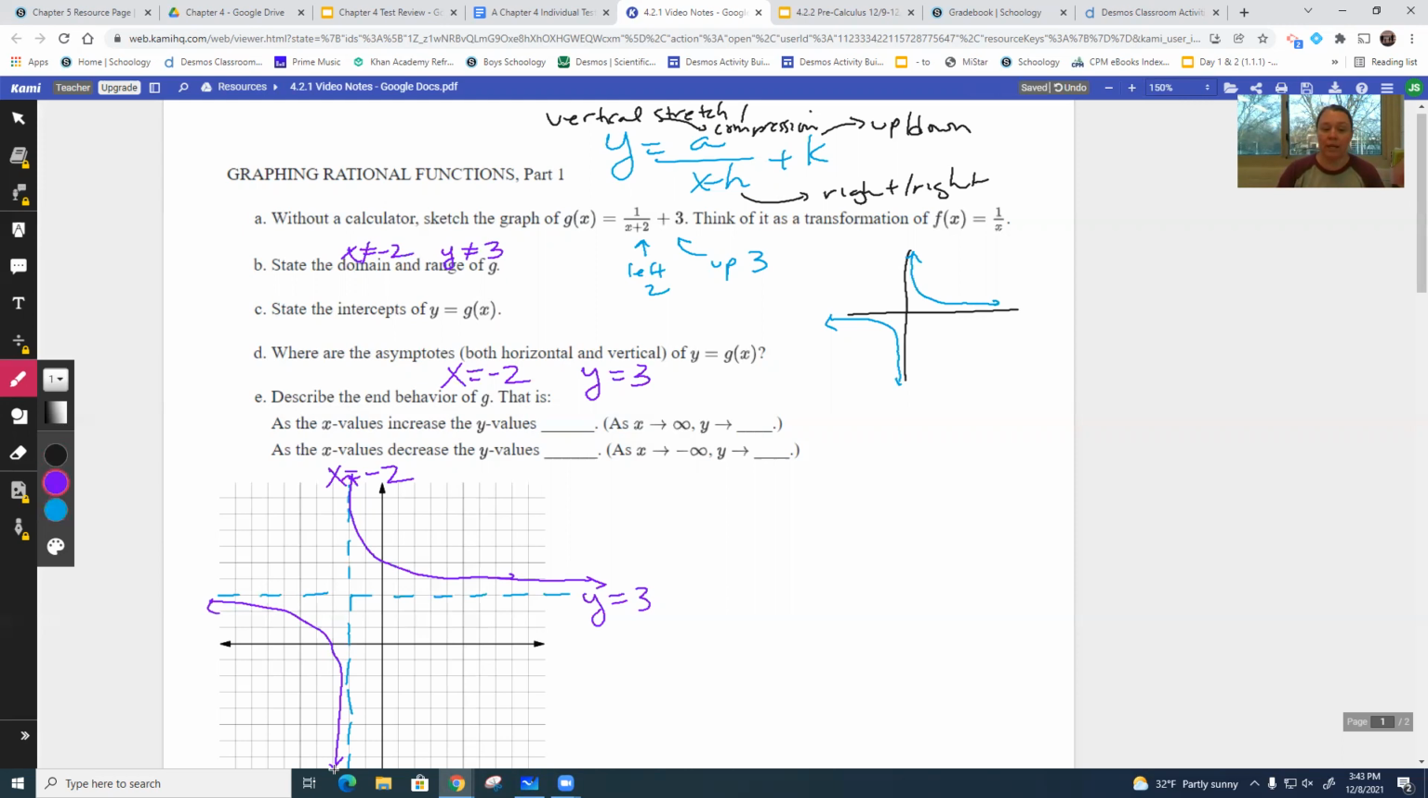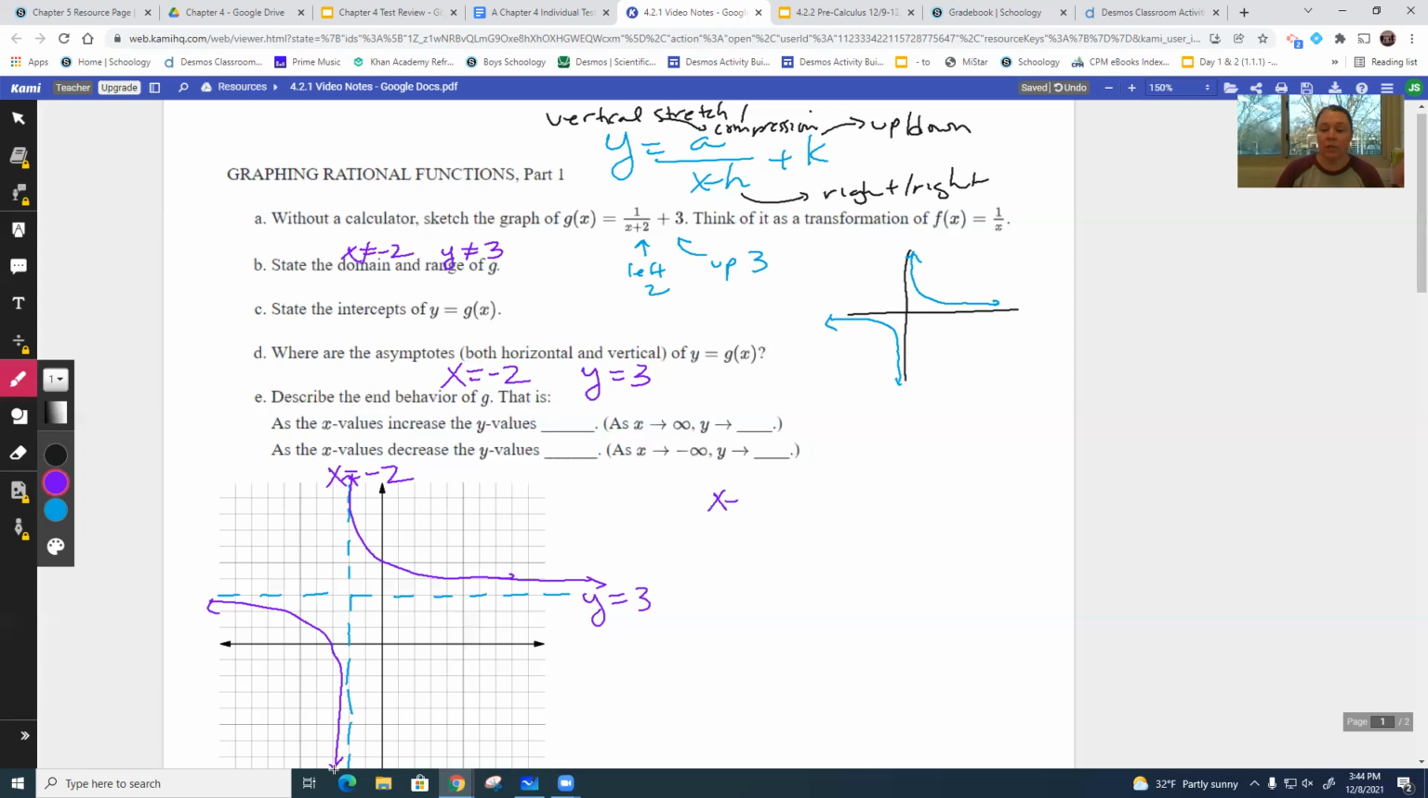Then we're asked to state the intercepts. This is a sketch. It kind of looks like it goes through 5, but I don't really know where it goes, right? This is just a sketch. In fact, I know I didn't sketch it very well. It probably could have been coming down a little bit lower here, but it asks for my intercepts, so that means where it hits the x and the y axis.